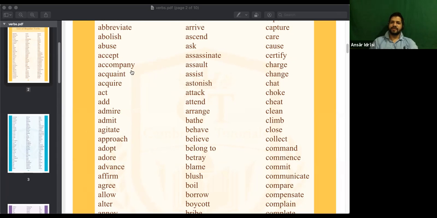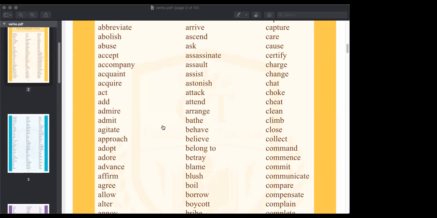Boycott. Next. Can you please make some sentences with he, she? He used to, she used to. Faster. He used to complain. She used to offer. Did he used to complain? Did she used to offer? He didn't used to complain. She didn't used to offer.